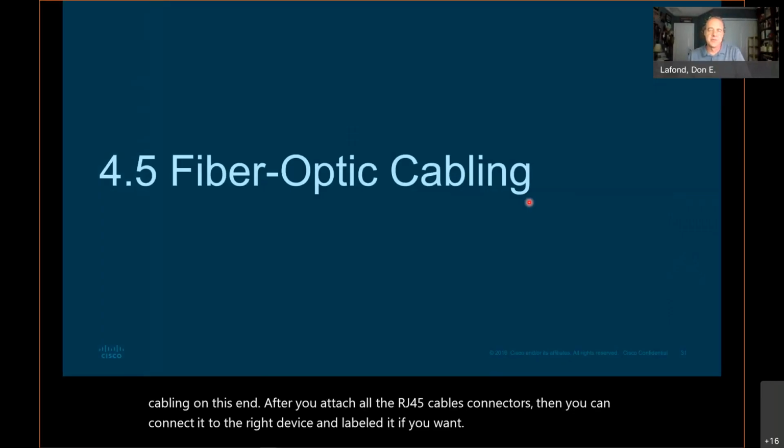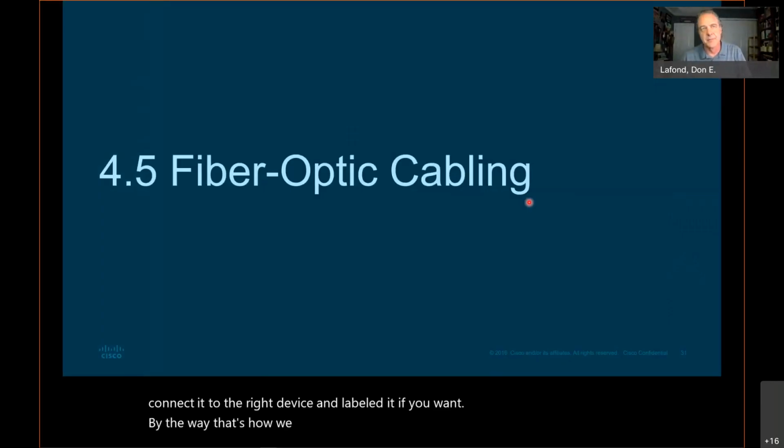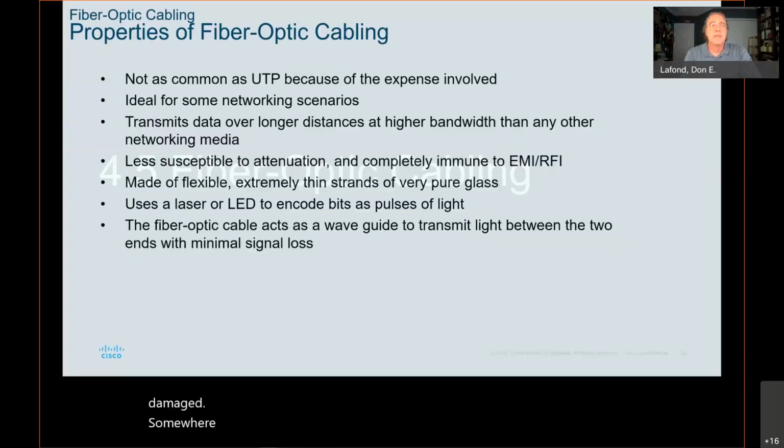By the way, that's how we troubleshoot Ethernet cables that we suspect have been damaged somewhere in the wall.